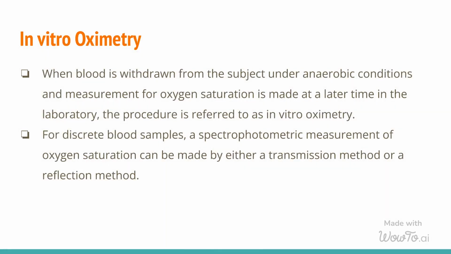In vitro oximetry is a technique used to measure the oxygen saturation levels in a sample outside of the body, typically in a laboratory setting. This method involves using specialized equipment that utilizes light absorption to determine the amount of oxygen bound to hemoglobin molecules. By analyzing the color changes in the sample, the oximeter can calculate the oxygen saturation levels, providing valuable information about tissue oxygenation and the efficiency of gas exchange.